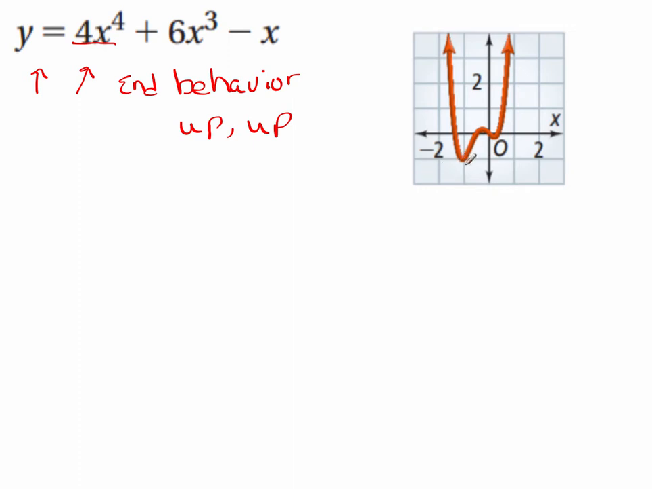We can locate the turning points about right here. We would need some sort of graphing tool that we don't have right now to find those exact values. But we know the function is decreasing from negative infinity to this point right here, and it's decreasing from this point to this point. And the function is increasing from this minimum to this maximum.